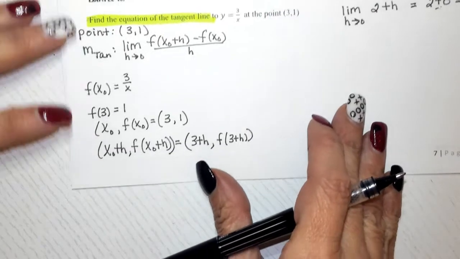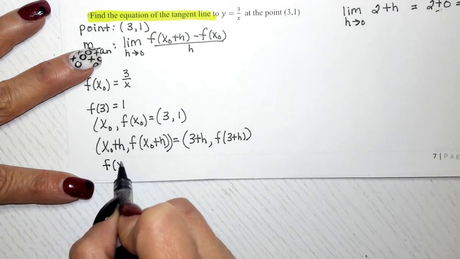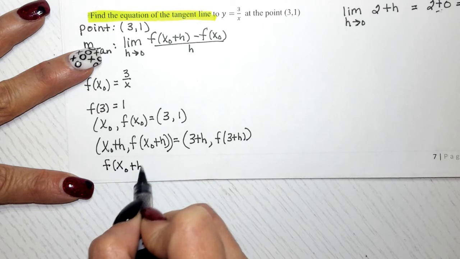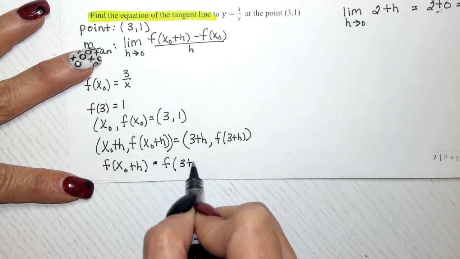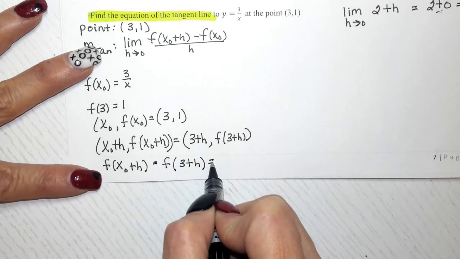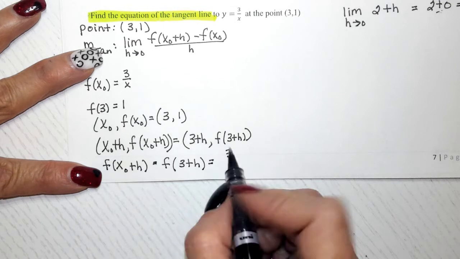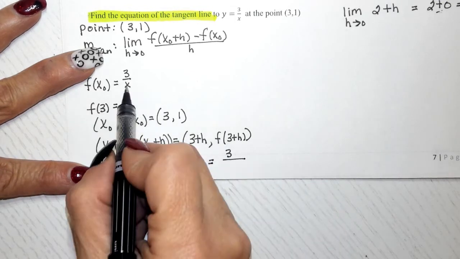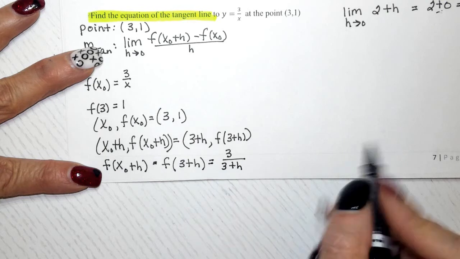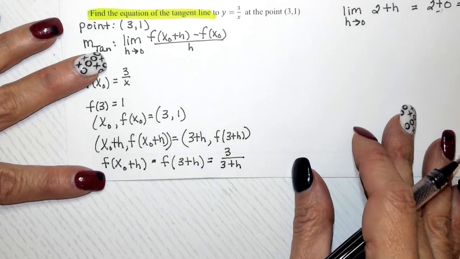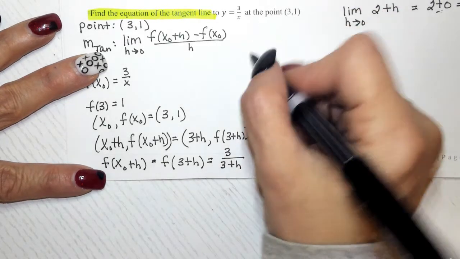I'm going to say f of x naught plus h is going to equal f of 3 plus h, which is going to be, going back to that equation, 3 over x, and everywhere I see an x, I'm going to put in 3 plus h. So it's 3 plus h. All right, so the f of x naught plus h is this. So here's what I've got.